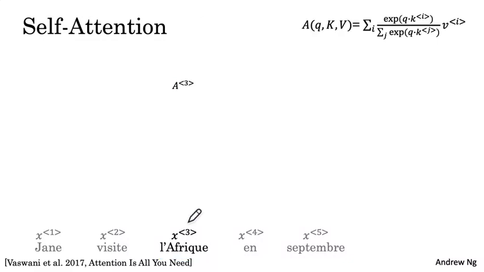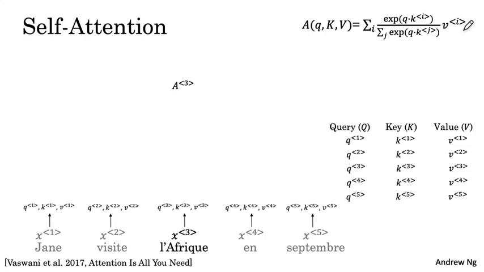On this side, let's step through the computations you need to go from the word l'Afrique to the self-attention representation A3. For reference, I've also printed up here on the upper right that softmax-like equation from the previous slide. First, we're going to associate each of the words with 3 values called the query, key, and value pairs.